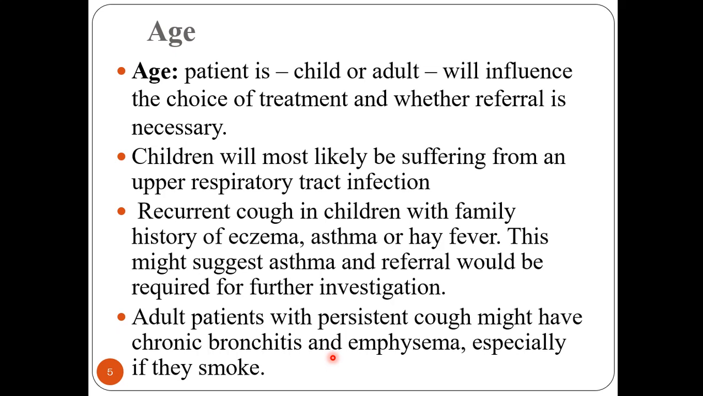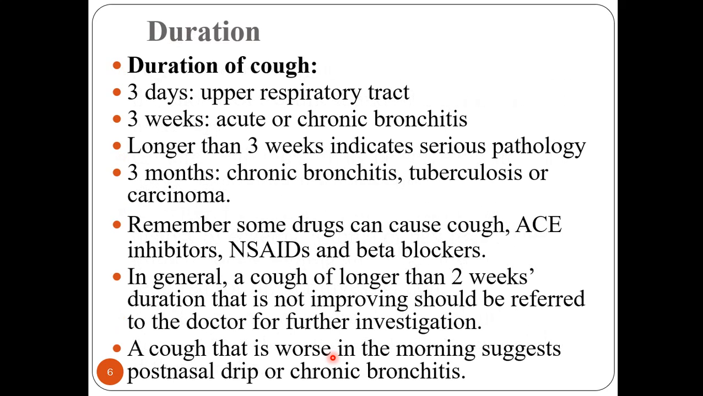Adult patients with persistent cough might have chronic bronchitis and emphysema, both of which are chronic obstructive pulmonary disease, especially if they are smokers. You should also know the total duration of the cough symptoms. If the duration is about 3 days, this may indicate upper respiratory tract infection. If the duration is about 3 weeks, this indicates acute or chronic bronchitis.